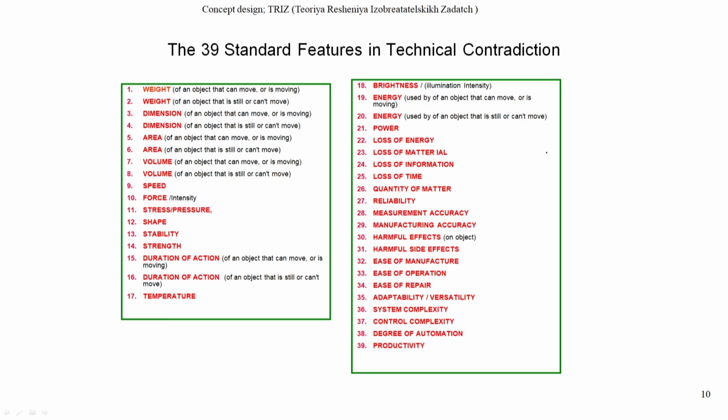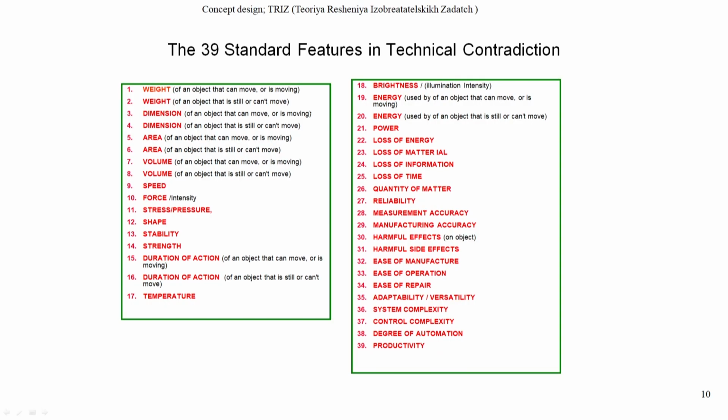Now, there are 39 almost standard features for any technical contradiction to arise. These standard features you have to keep in your mind. First feature is the weight of an object that can move or is moving. Think of a car, weight of the car, a car can move. So, weight of that, a dynamic system, is one technical specification. You can have another system in which the thing cannot move, like let us say this pen or this mouse. So, weight of an object that is still or cannot move.